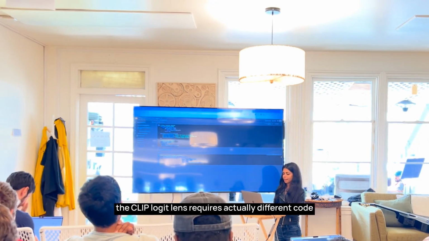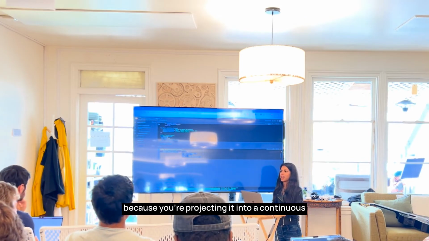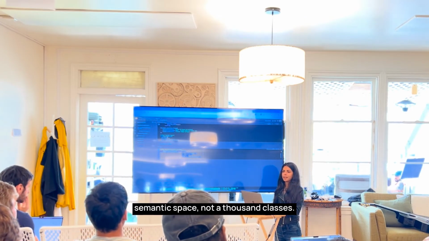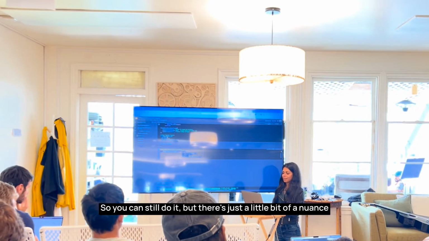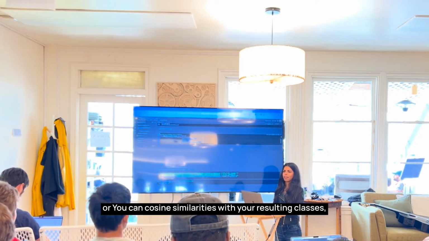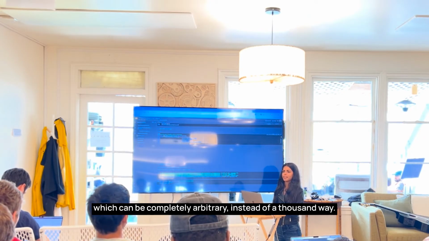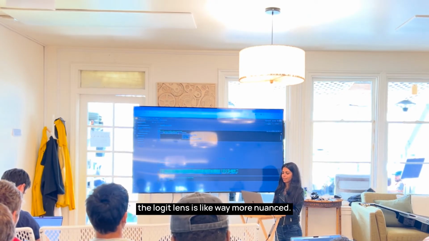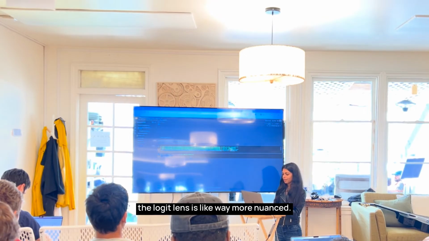The CLIP Logit lens requires actually different code because you're projecting it into a continuous semantic space, not 1,000 classes. So you can still do it, but there's just a little bit of a nuance. You're taking cosine similarities with your resulting classes, which can be completely arbitrary instead of 1,000 way. That's the great thing about CLIP, is that the Logit lens is way more nuanced.